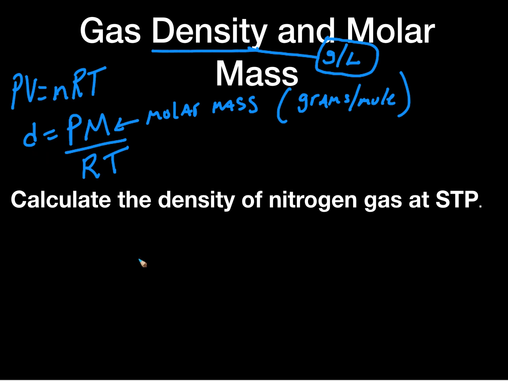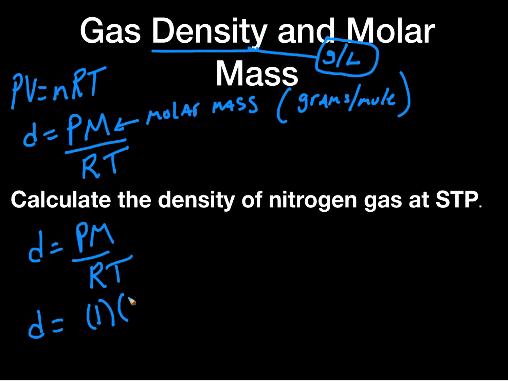Okay, so the first problem says, calculate the density of nitrogen gas at STP. So we're going to use this formula here. D equals PM over RT. So our density equals our pressure, it says is at STP, so we'll make it easy on ourselves. We'll say it's 1 atm. Now nitrogen gas, remember nitrogen is diatomic, so it's N2. So we have 14.01 times 2. So our molar mass will be 28.02.